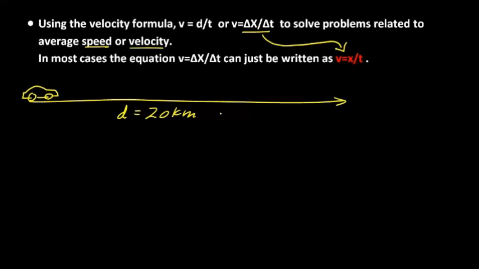And let's give it a time here. Let's say that the time it takes this car to travel this 20 kilometer distance is, how about 0.5 hours? That sounds about right. That's a half an hour. 0.5 hours. So if we calculate the speed, we're going to use this equation. Speed equals distance divided by time.